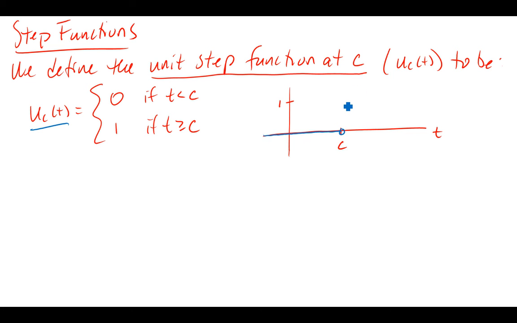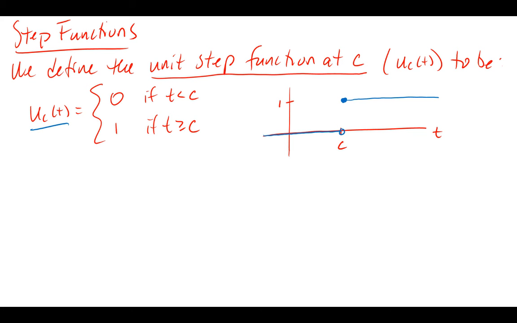And at c, it hops up to 1. You can put a solid dot there if you want, since the "or equals to" is included there. And then it's 1 forever. So it's obviously very clear why it's called a step function, because if you imagine drawing that vertical line in, it would look like a step. Technically, that line's not there though, so this is a discontinuous function. It's simply 0 up to time c, and 1 after time c.